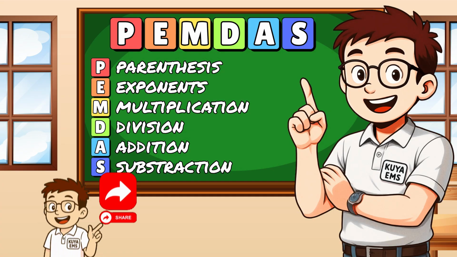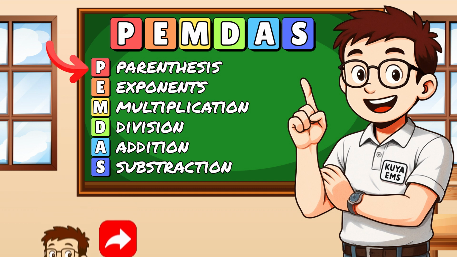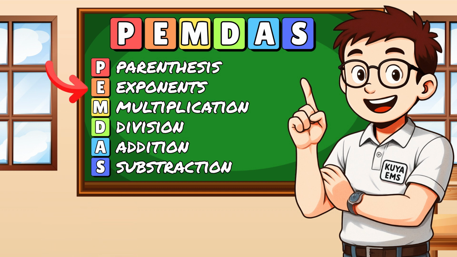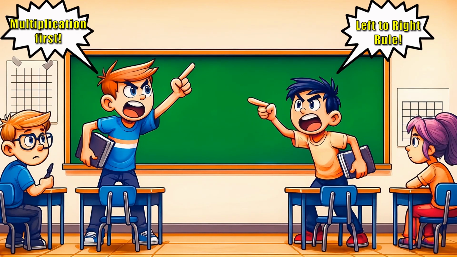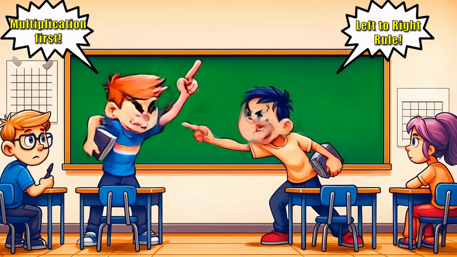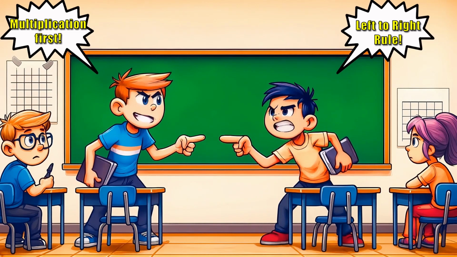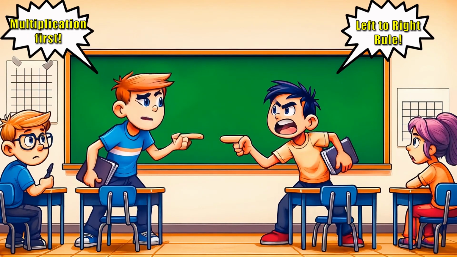The most popular acronym we use to remember the correct order is PEMDAS. PEMDAS stands for parentheses, exponents, multiplication and division from left to right, addition and subtraction from left to right. Remember? Just because M comes before D doesn't mean multiplication always comes first. You solve whichever comes first from left to right. Same goes for addition and subtraction.